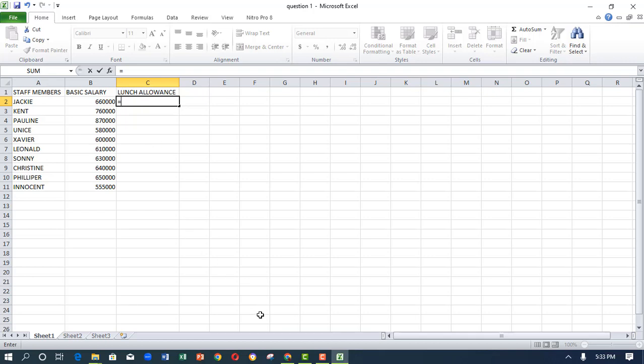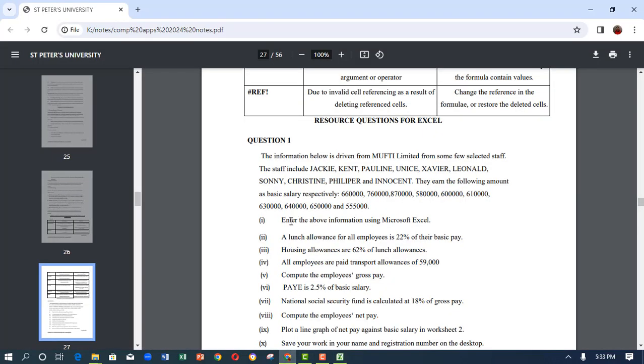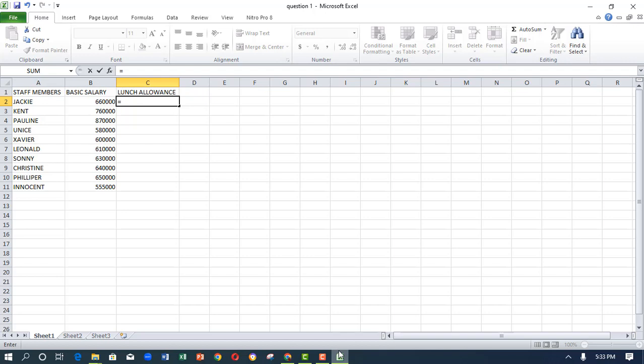Then they have told us in our question that a lunch allowance for all employees is 22% of their basic salary. So I'm going to say equal sign 22%, I write the percentage symbol like that, of. If they say of their basic salary, that means they are going to multiply 22% with the basic salary. So you bring the multiplication sign, that one, and then you click on the basic salary like that, okay? You click on the basic salary, it is in cell B2. Jackie's basic salary is in cell B2 like that, okay?